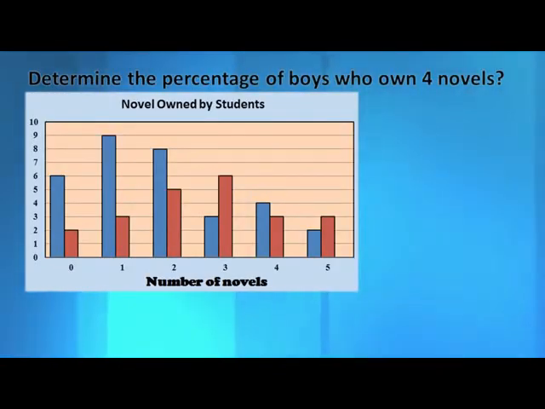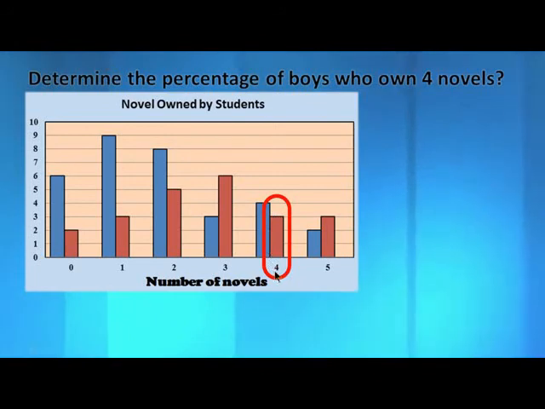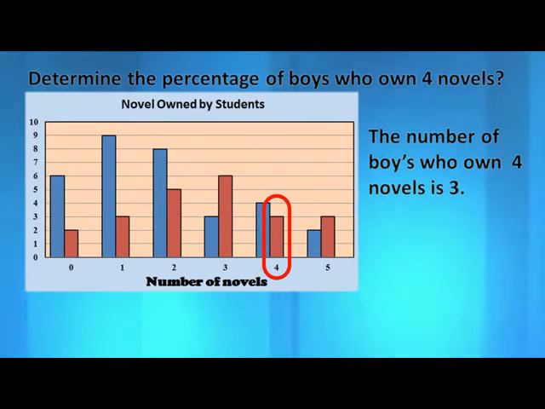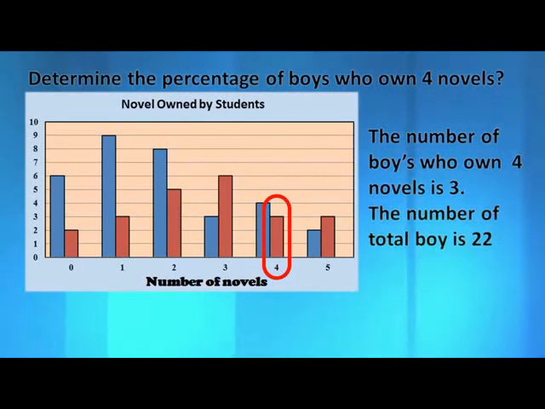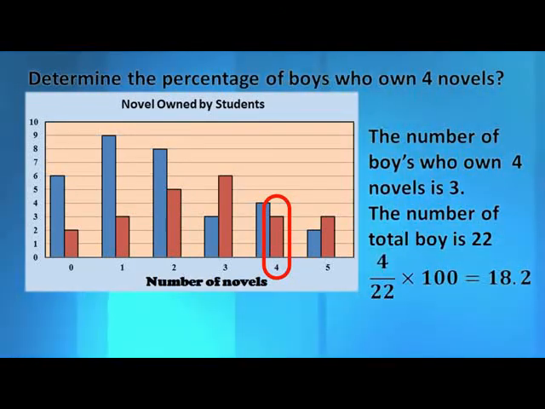Next, determine the percentage of boys who own 4 novels. How many boys have 4 novels? The number of boys who own 4 novels is 3, and the number of total boys is 22. The percentage is 4 over 22 times 100, equal to 18.2%.